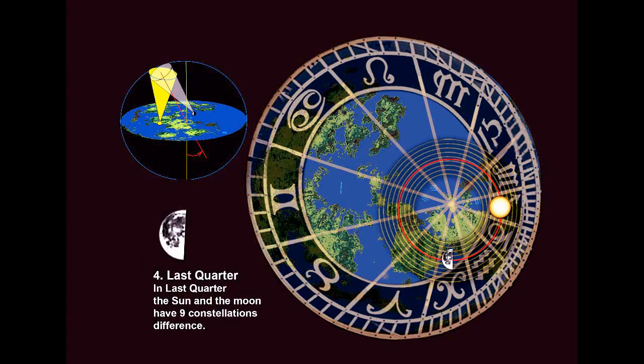Last quarter. In last quarter, the Sun and the Moon have 9 constellations difference. Finally, when the angle of incidence is getting bigger, we have the third quarter, and in this case the Sun's conical refraction hides the right half of the Moon's refraction when the axis of phases is vertical to the horizon, when we are northern, the Moon's path, or the left if we are southern.